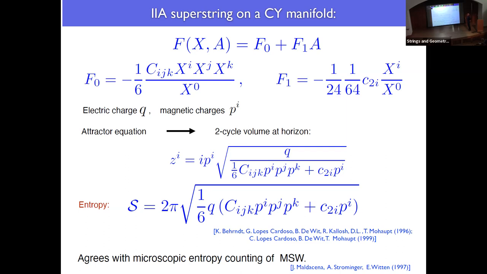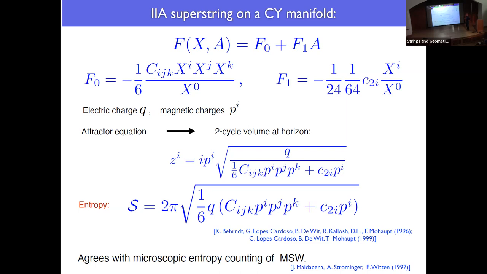The F0, the zeroth order prepotential, is just given by the standard cubic expression, where the C_ijk are now given in terms of the triple intersection numbers of the Calabi-Yau four cycles. So this is the zeroth order, and F1 again is determined by the Chern numbers C2i times the scalar fields Di, here expressed in terms of Xi over X0.